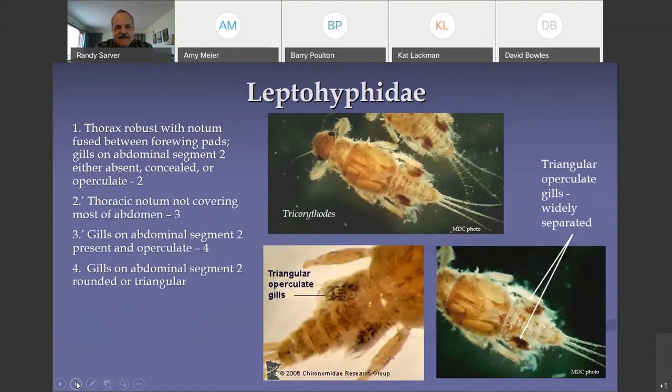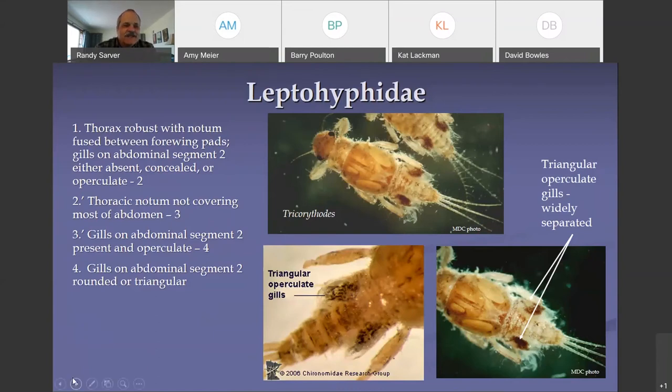Okay, continuing on in that fused back group. Again, the first couplet, we're going to stick with just the number one, not the one prime. It's going to send us to number two. In this case, we're going to go on to number three. And in number three, we're choosing three prime. Gills on abdominal segment two, present and operculate. So we do have gills on segment two here, and they are operculate. Now we look at shape.